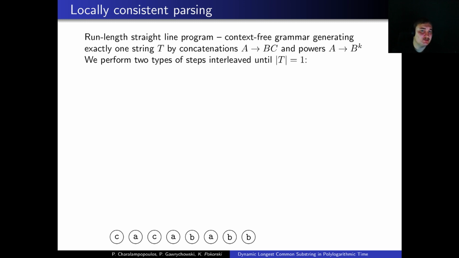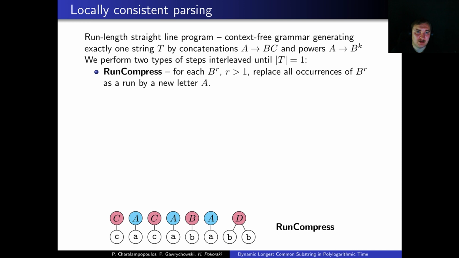There will be just two types of rules in our context-free grammar: either concatenations of two non-terminals, or a power of a non-terminal. So how is this context-free grammar created? We start with our word, and we first get rid of runs. A run is a sequence of consecutive letters which are the same. So we create a non-terminal for this and a proper production rule. And the same runs should get the same symbol in our grammar.